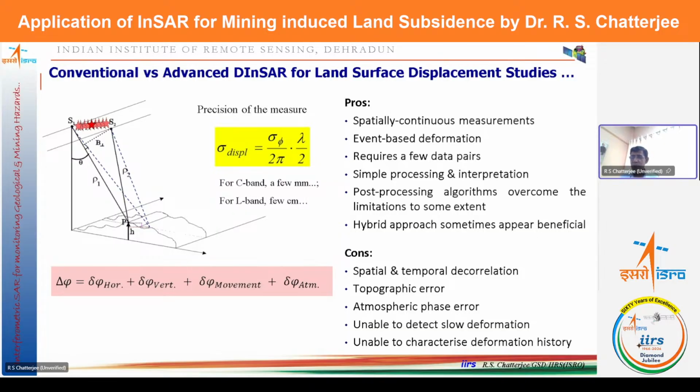Sometimes it gives very good first-hand information, as a kind of reconnaissance information. So what is recommended in many cases, a hybrid approach sometimes appears beneficial, but there are many constraints. Like there is the problem of spatial and temporal decorrelation. There is a problem of topographic error.